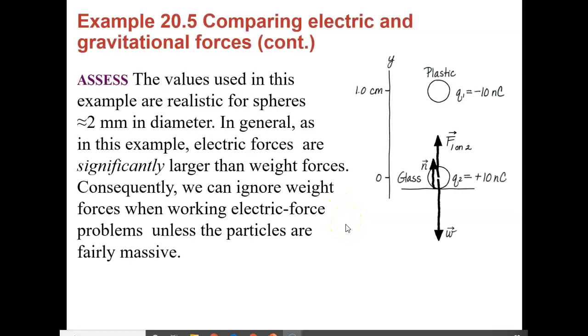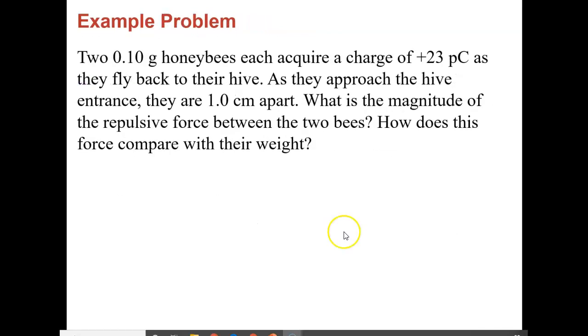Okay, so two honeybees each acquire a charge as they fly back to their hive. As they approach the hive, they are a centimeter apart. What's the magnitude of the repulsive force between the two bees? How does this force compare to their weight? So again, remember, this can actually happen when a bee rubs over something while acquiring nectar for honey.